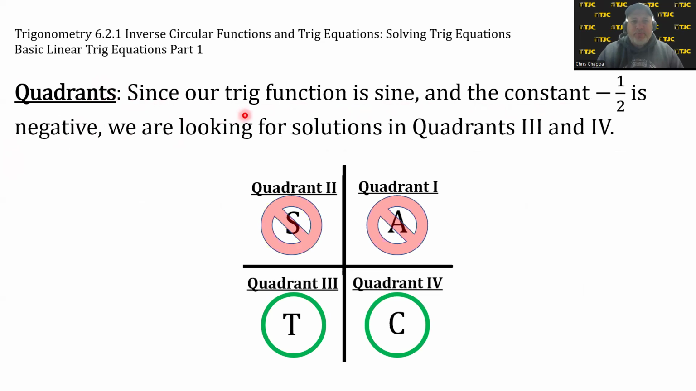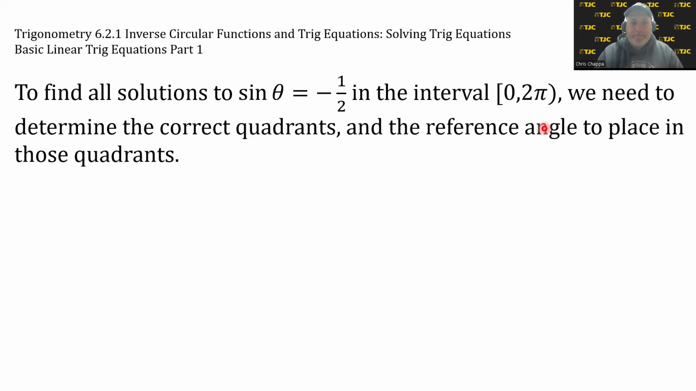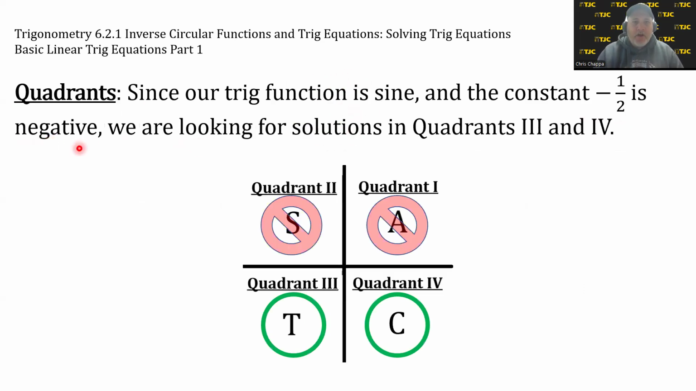For the quadrants, since our trig function is sine and the constant is negative 1/2, we're looking for solutions in quadrants 3 and 4, where sine is negative. Remember, all trig functions are positive in quadrant 1. Sine and its reciprocal cosecant are positive in quadrant 2.